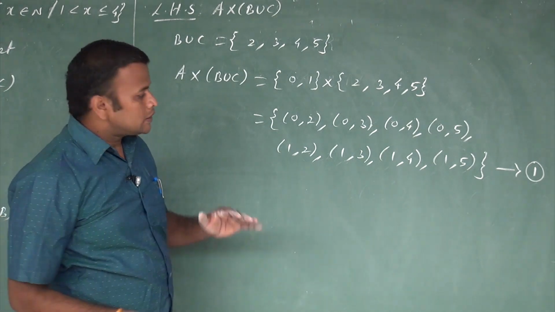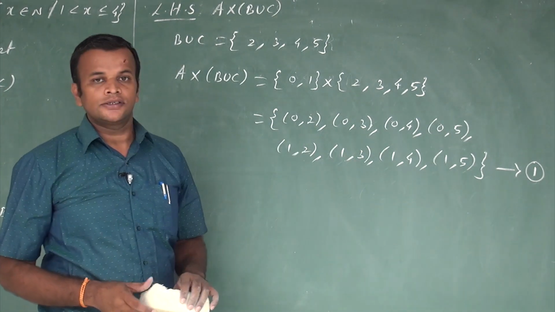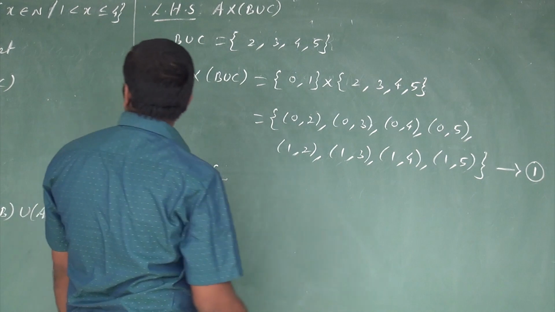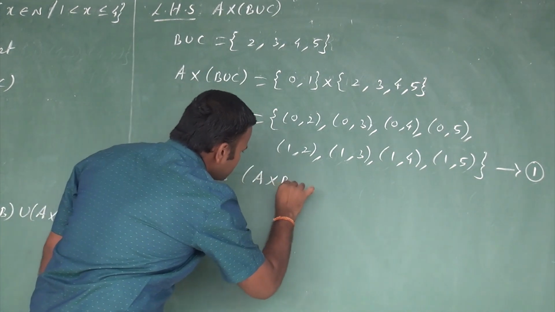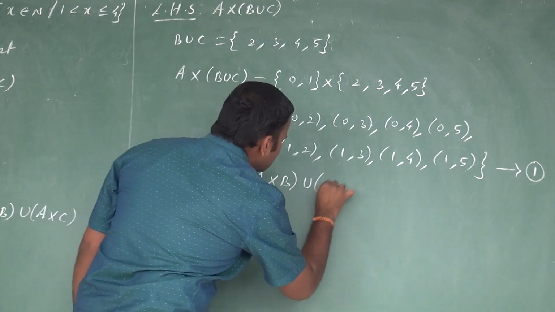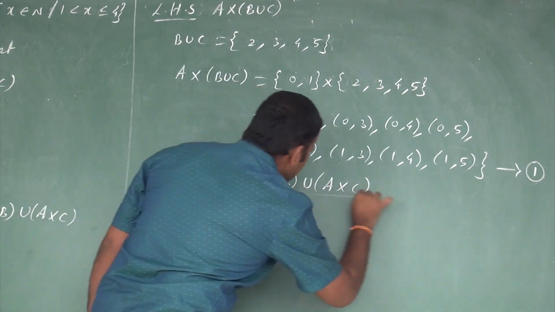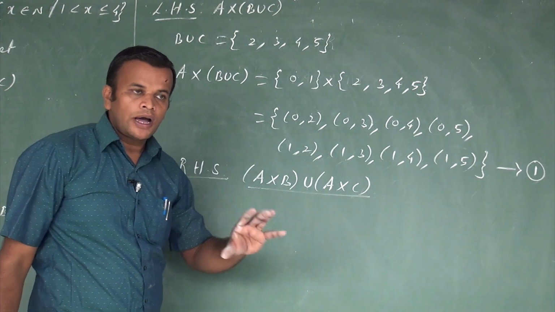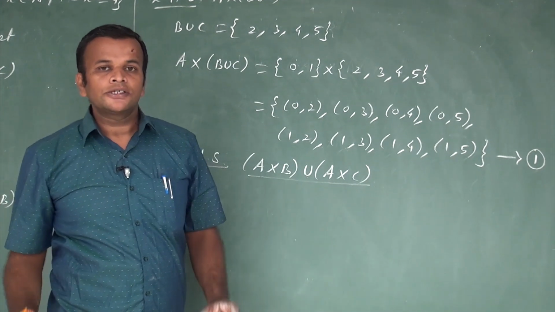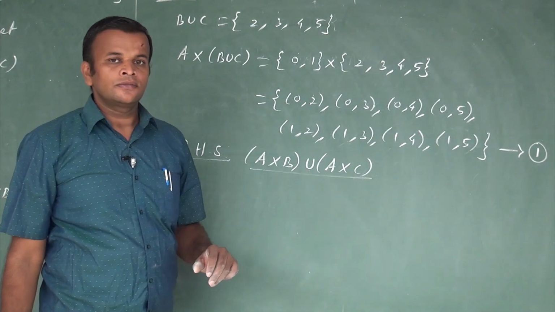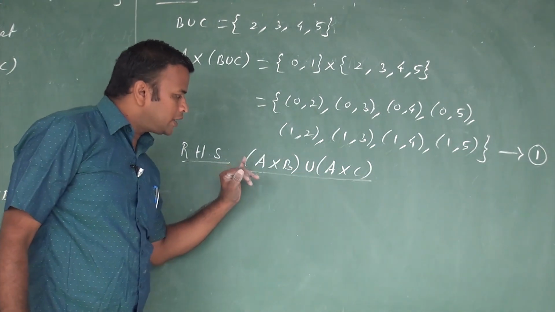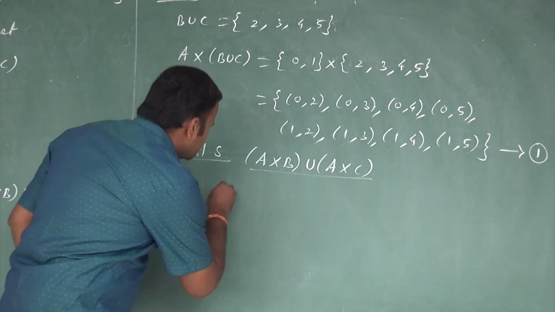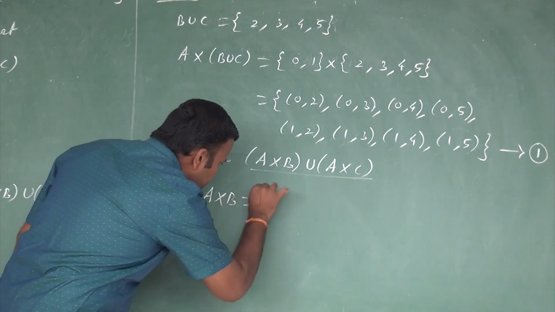Now to check whether the same value also occurs in the RHS. What is the RHS? That is the right hand side. The right hand side is A cross B union A cross C. If we need the union of these two sets, first we find the individual sets. What is the first set? It is A cross B. So first we find A cross B.